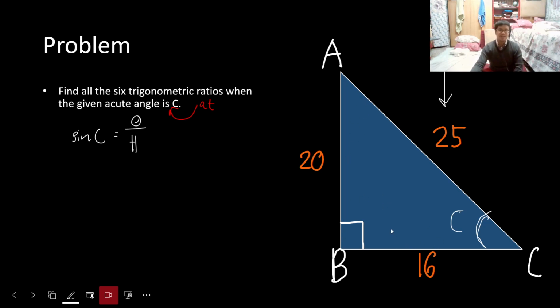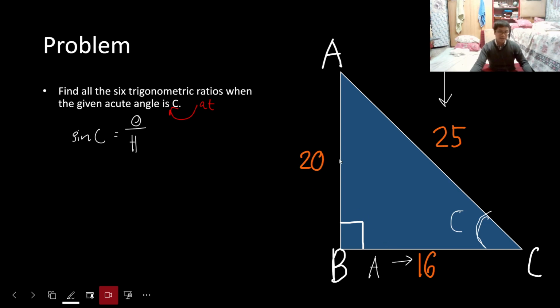So here we have two legs, AB and BC. Which one is the opposite and which is the adjacent? It's simple. It depends on the angle you're referring to. The given acute angle is at C, in which we are referring to this part. So your BC is beside that acute angle, meaning BC is your adjacent. Therefore, your adjacent side is 16 units long.